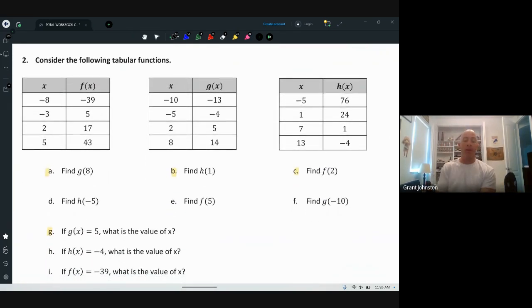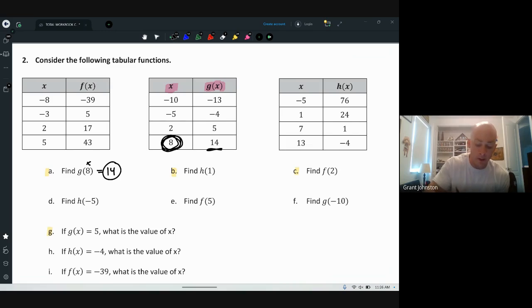Now we're going to look at this with tables. There's really not much math to do. It's just kind of identifying. A says find g of 8. Well, this is our g table, right? So g of 8. Remember, this is like our x. So when we have our input of 8 for x, what is our output? That's what it's asking. So look at this. 8 for x, 14.